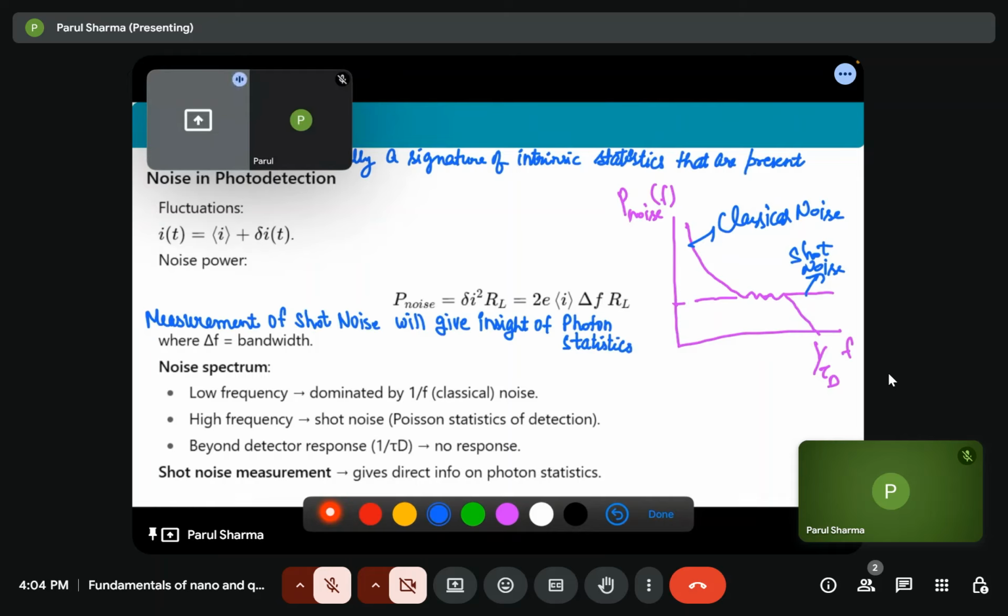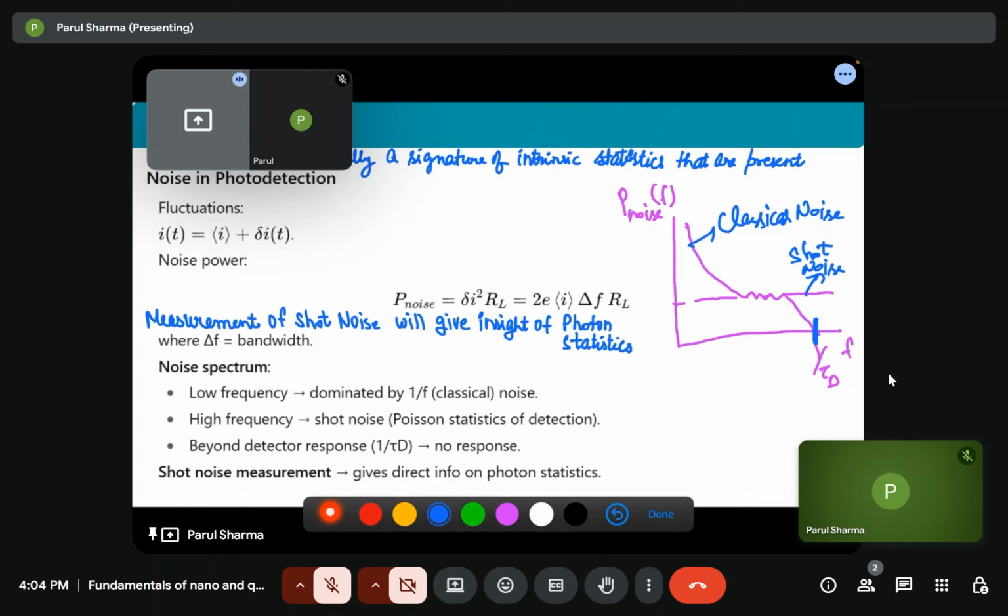So, what does this noise spectrum tell you? So, when there is low frequency, in the low frequency region, it is dominated by the classical noise 1 by f. In higher frequency, there is short noise, Poissonian statistics of detection, and beyond this, beyond the detector response, that is 1 by 2 pi tau d.